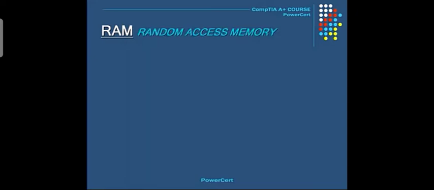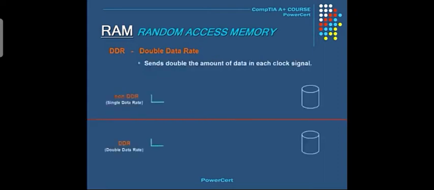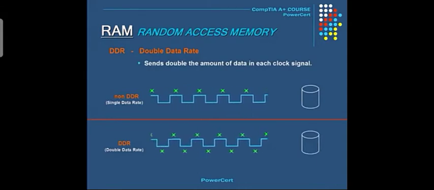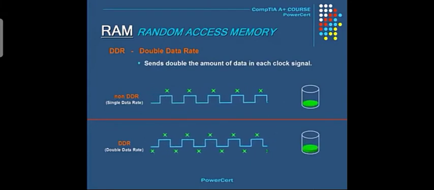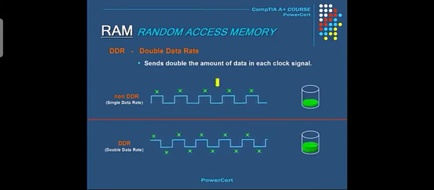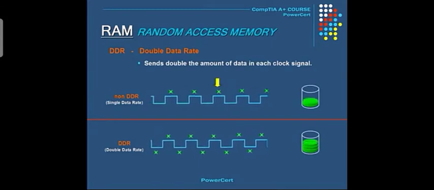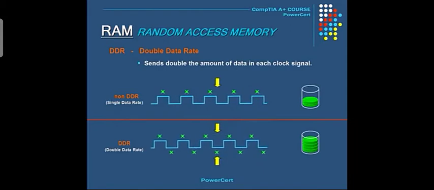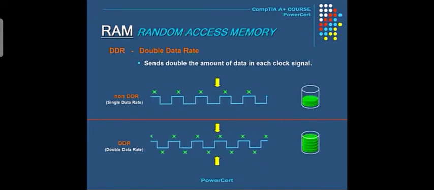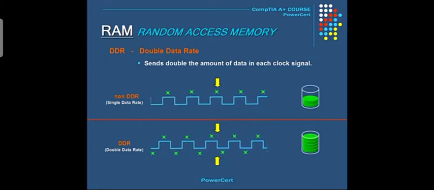As technology increased and processor and bus speeds have gotten faster, a new RAM technology was developed to keep up with the faster speeds of computers. This newer technology was called DDR, which stands for double data rate. And that's basically what DDR does. It sends double the amount of data in each clock signal when compared to non-DDR RAM. Non-DDR or single data rate RAM uses only the rising edge of the signal to transfer data. But DDR uses both the rising and falling edges of the clock signal to send data, which makes DDR twice as fast.